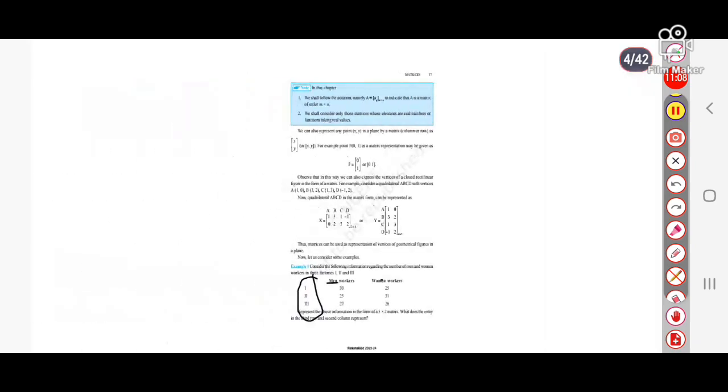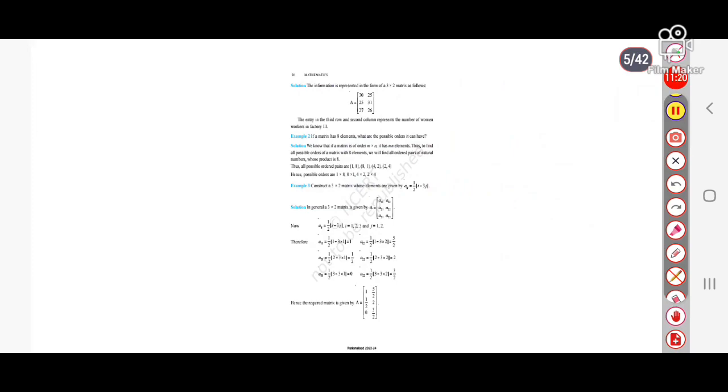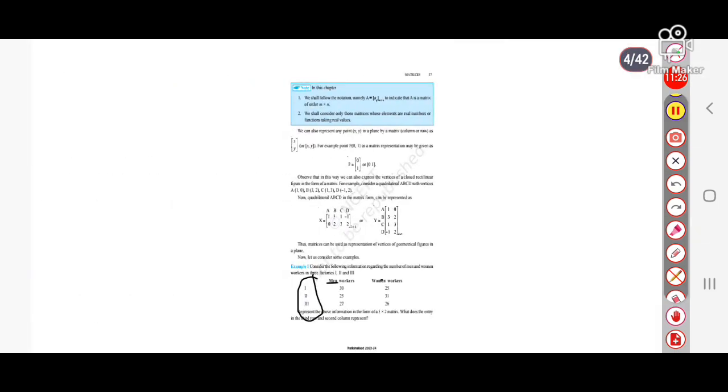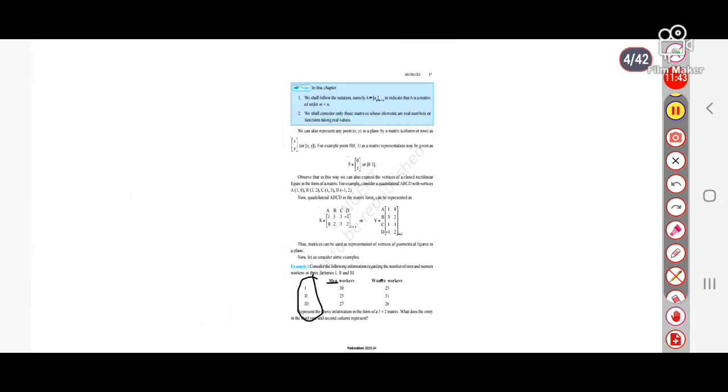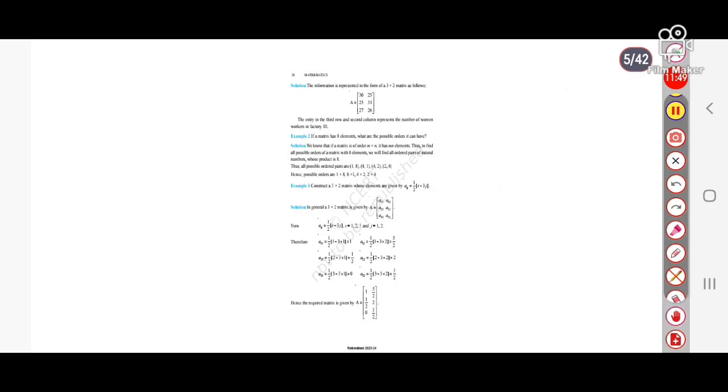What the next question they are asking is, they have asked us to represent in the 3 cross 2 matrix. We have done that. What does the entity in the third row and second column represent? Third row and the second column is nothing but the 26, right? 26 represents what? The number of women workers in factory 3. That should be written as the answer. See, the entity in the third row and second column represents the number of women workers in factory 3. That's it. They are asking us to represent the given information in the matrix form, and the question they are asking is what does the entity in the third row and second column represent? It represents the number of women workers in factory 3.